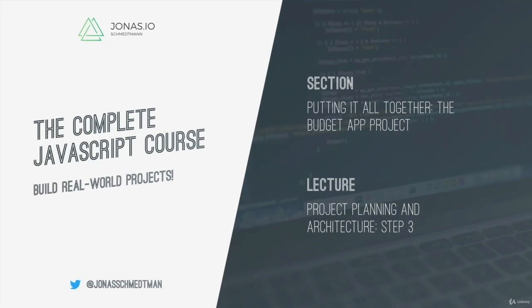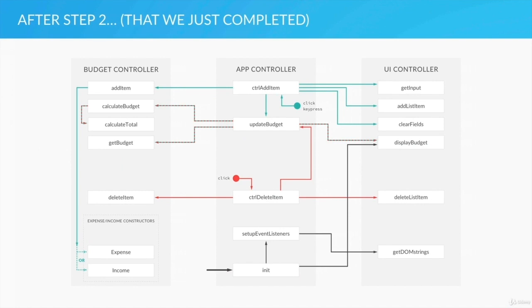Welcome back. Now that we have 2 out of 3 steps completed, let's look at what we have achieved so far. This is the updated version of our app's structure. And now we also have the new functions and methods for deleting an item that we just coded. This is an overview of everything that happens when the user clicks one of the delete buttons. And this makes it visible why it was so important to create the update budget function, because it's used to update and display the budget changes after both adding and deleting an item.